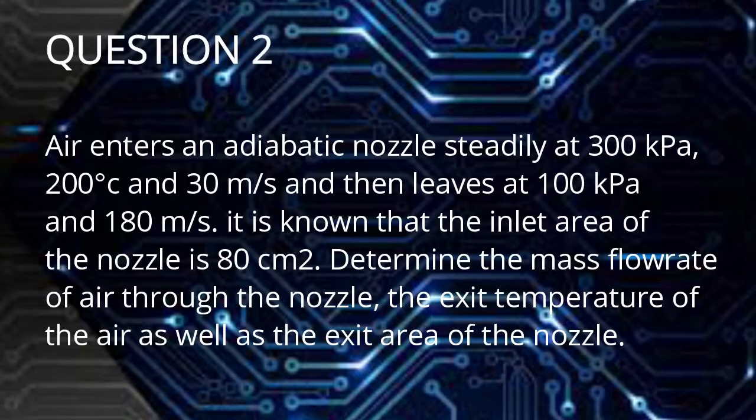Next, question number 2. Air enters an adiabatic nozzle steadily at 300 kPa, 200 degrees C and 30 meter per second, and then leaves at 100 kPa and 180 meter per second. It is known that the inlet area of the nozzle is 80 cm square. Determine the mass flow rate of air through the nozzle, the exit temperature of the air as well as the exit area of the nozzle.